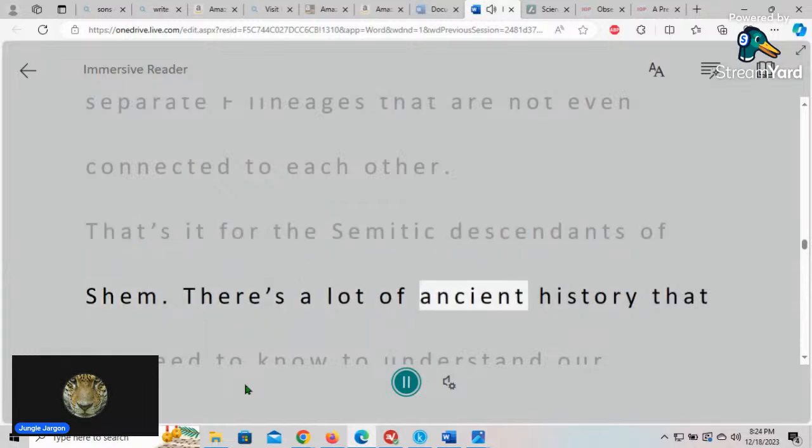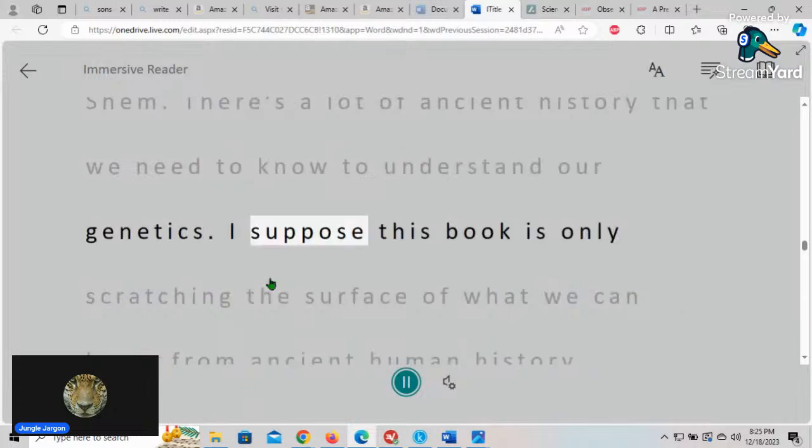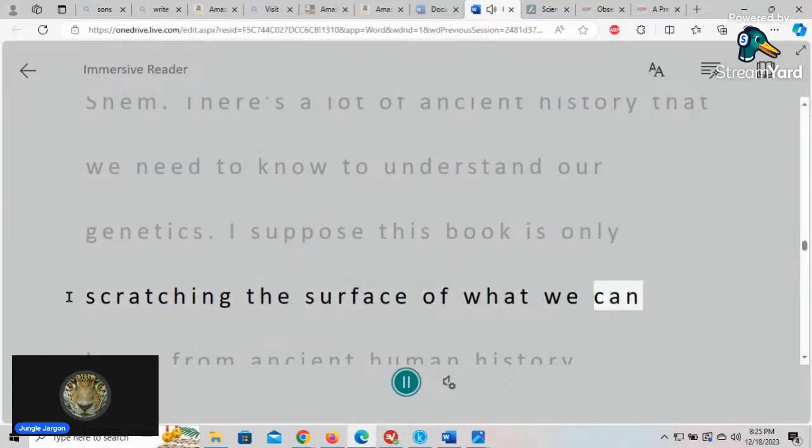There's a lot of ancient history that we need to know to understand our genetics. This book is only scratching the surface of what we can learn from ancient human history.